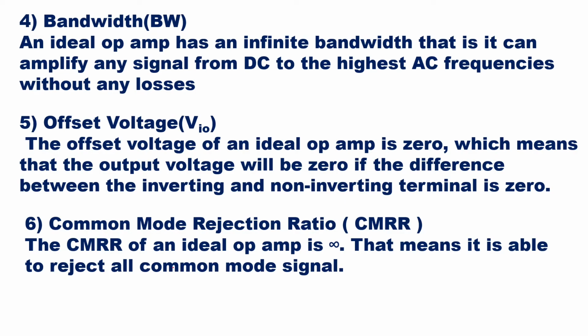Okay. Then sixth is common mode rejection ratio, CMRR. The CMRR of an ideal op-amp is infinite. That means it is able to reject all common mode signals. If the signals applied to inverting and non-inverting terminals are same, then it will reject the signals. Okay.